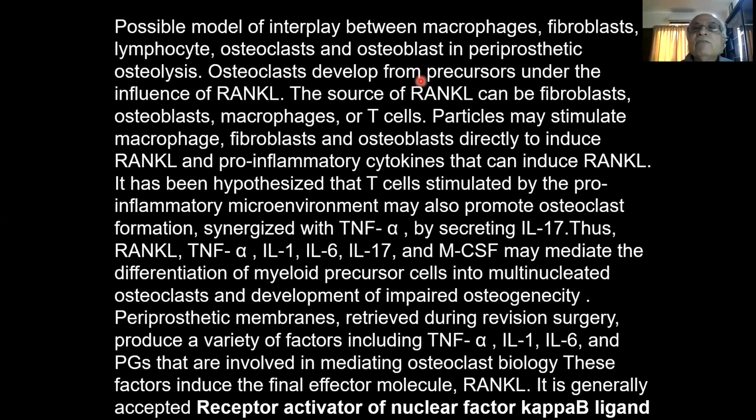So osteoclasts develop from the precursors under the influence of RANKL, and RANKL is nothing but receptor activator of nuclear factor kappa B ligand. That is known as RANKL. The source of RANKL can be a macrophage, can be T lymphocytes, T cells. So any of them can be a source for RANKL, and RANKL is ultimately responsible for damaging, increasing the osteoclastic activity and stopping the osteoblastic activity.